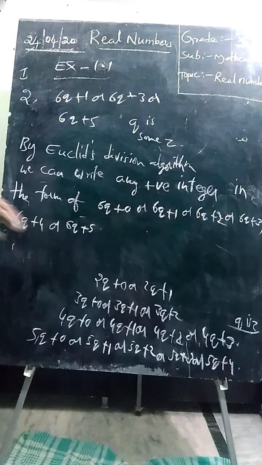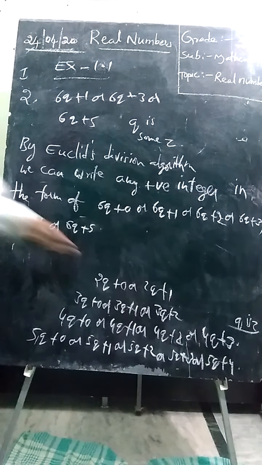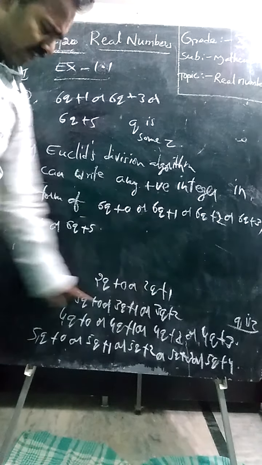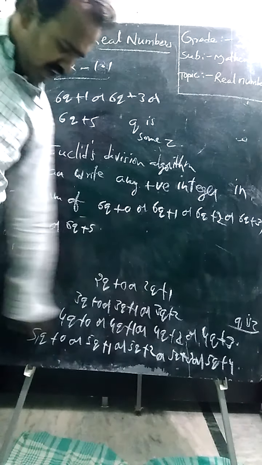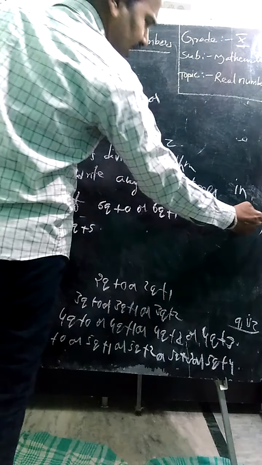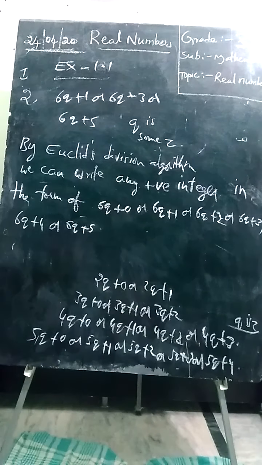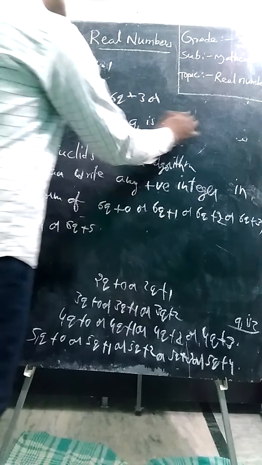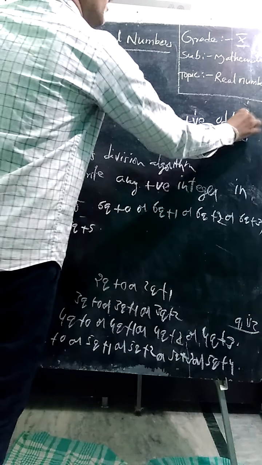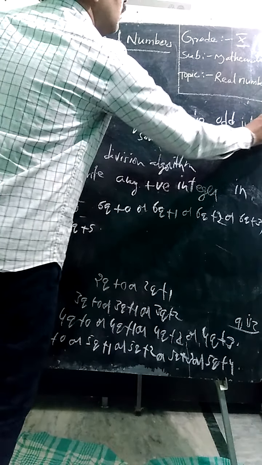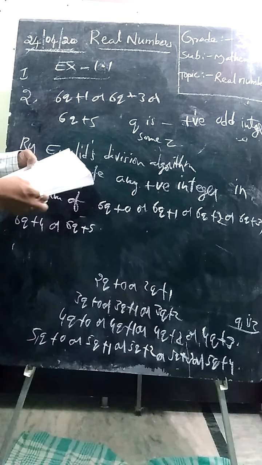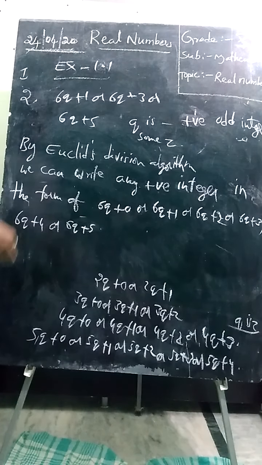So students listen, when we divide by any number, that many forms are possible. By 2, 2 forms. By 3, 3 forms. By 4, 4 forms. By 5, 5 forms. By 6, 6q plus 0, 1 remainder, 2 remainder, 3, 4, 5: 6 forms are possible. What they said is it should be a positive odd integer. So we show that the positive odd integer is of this form.